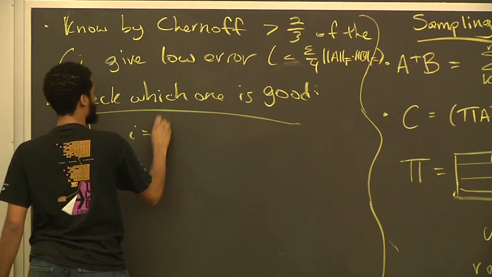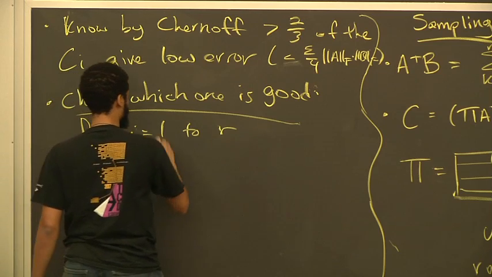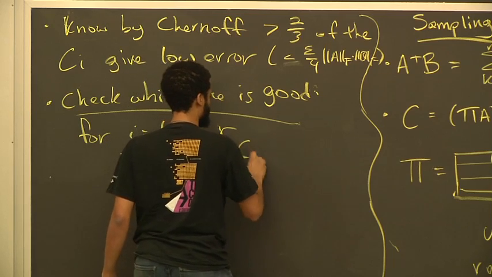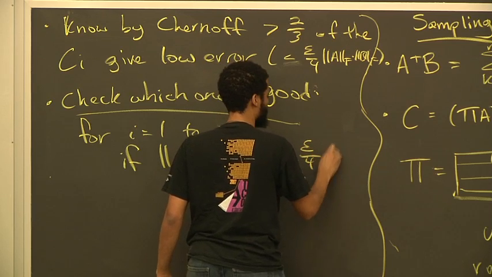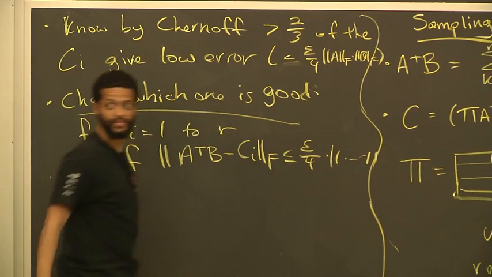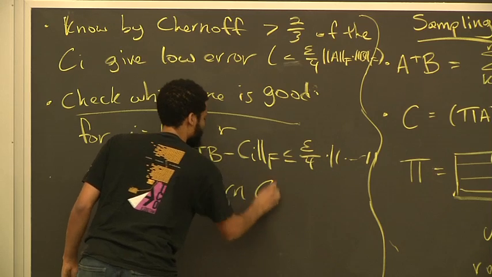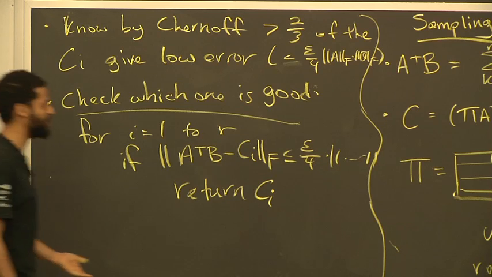For i goes from 1 to R, if the norm of A transpose B minus Ci is at most epsilon over 4 times, whatever, return Ci. This would work, right? This is correct. But what's wrong with this? I need to actually compute A transpose B, right? And that's exactly what I don't want to do.